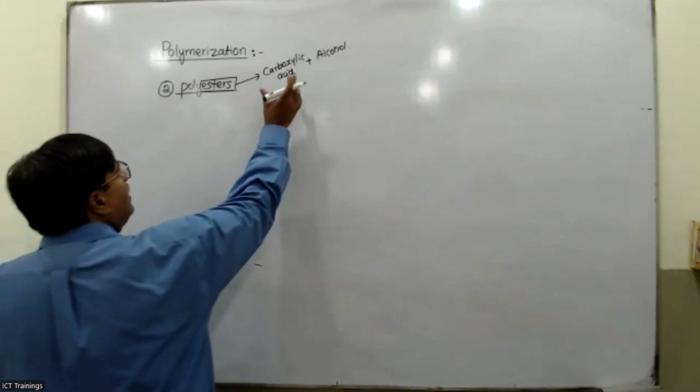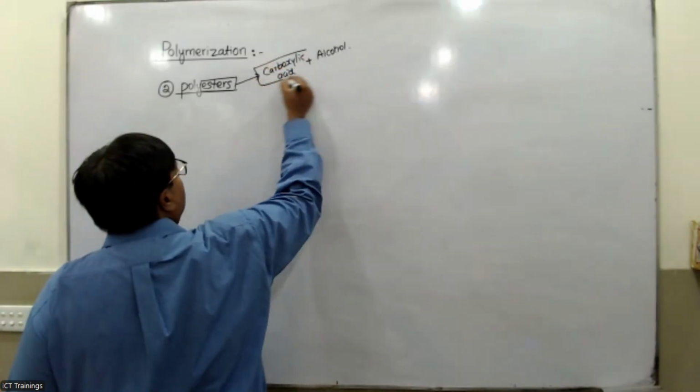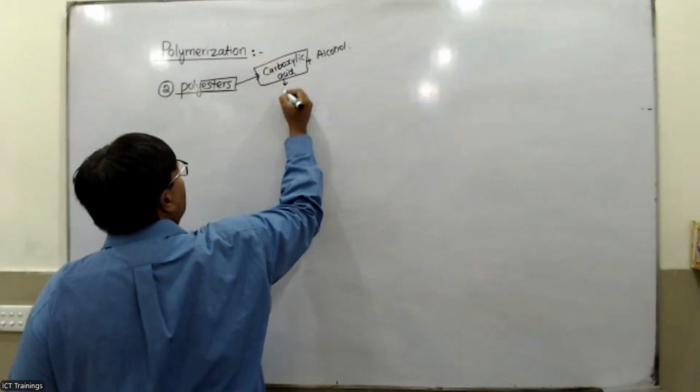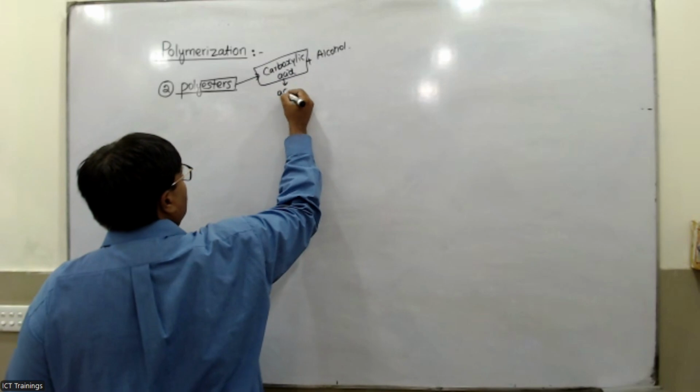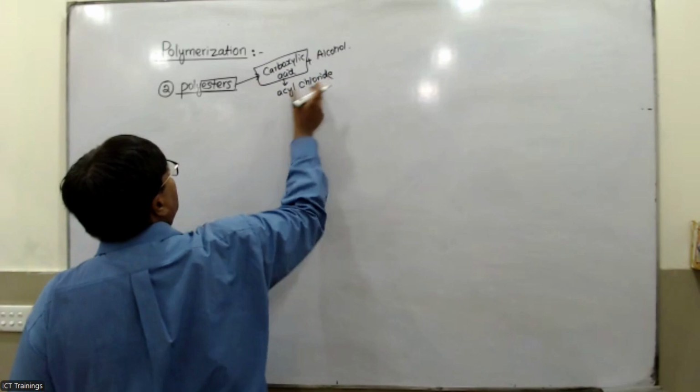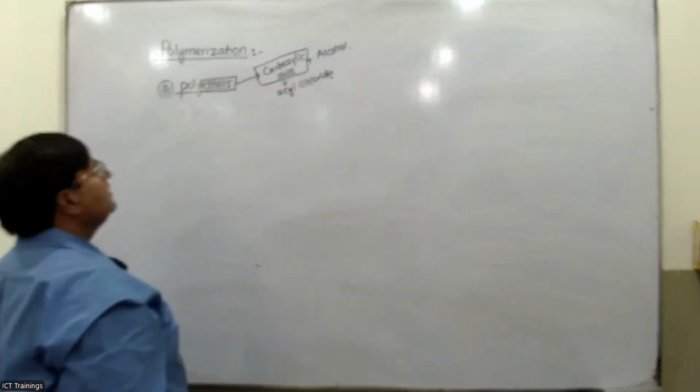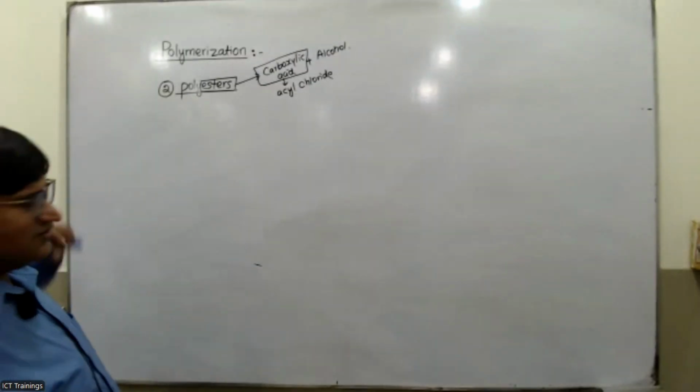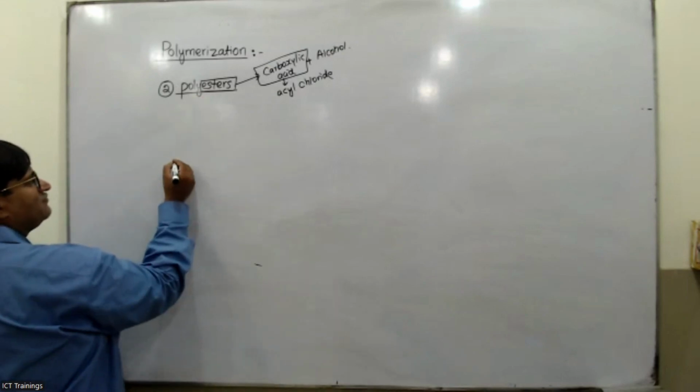Now, I told you that in place of the carboxylic acid, you could use the acyl chloride. Acyl chlorides are more reactive. So if you react the acyl chloride with the alcohol, you can get the ester as well. Now, for polyester, what should we do?